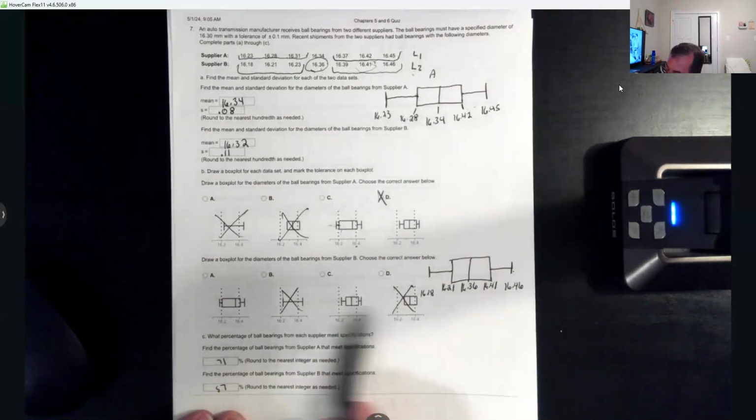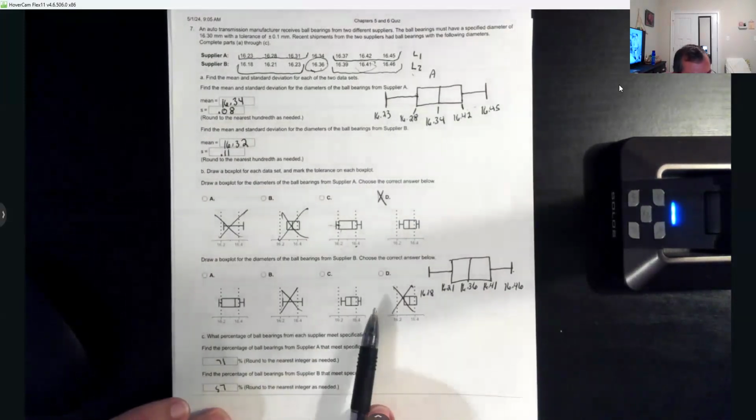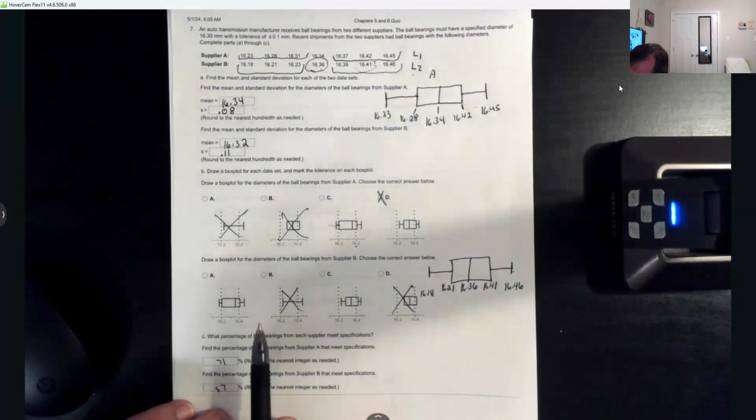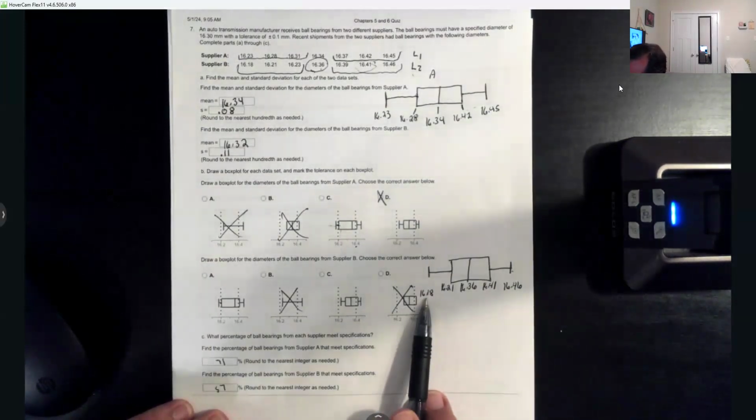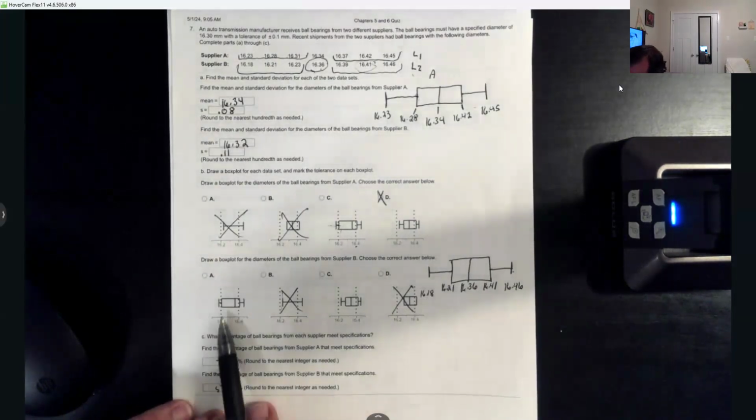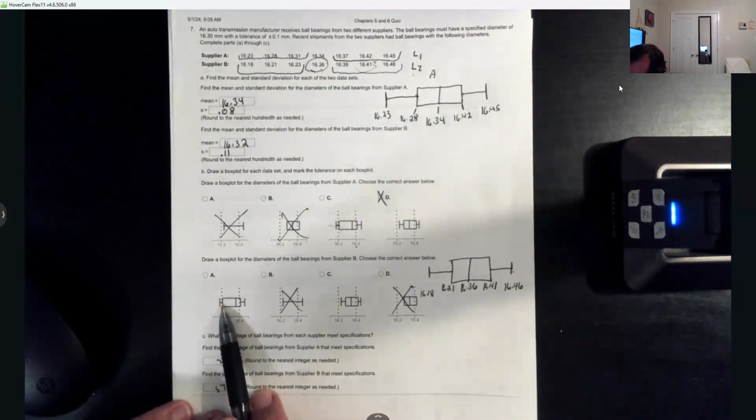All righty, so then I start looking at these pictures. And y'all, for this one, I'm going to look at A. So let's see, my left whisker at 16.18 is left of the 16.2. 16.21 is a little bit past the 16.2, so I'm good there.